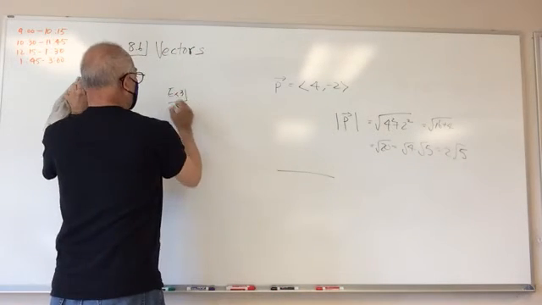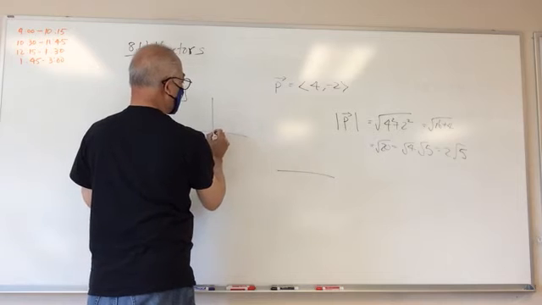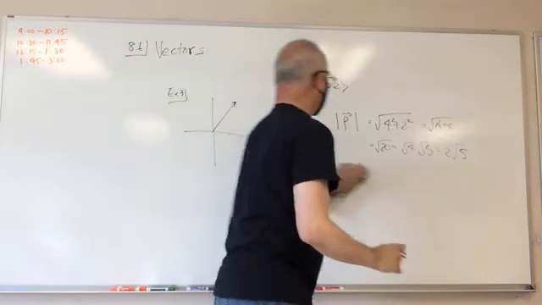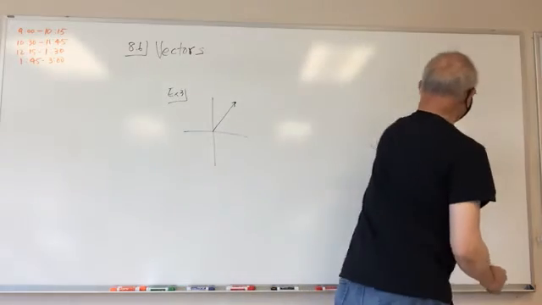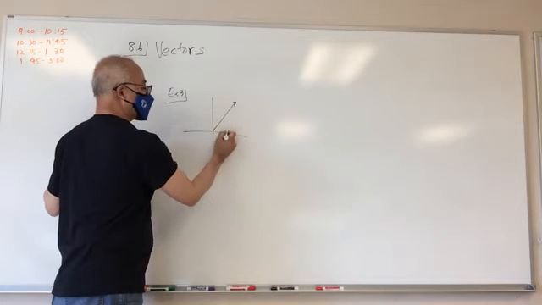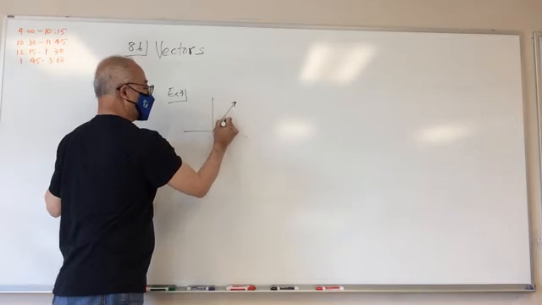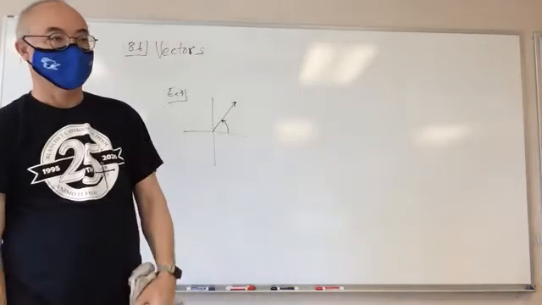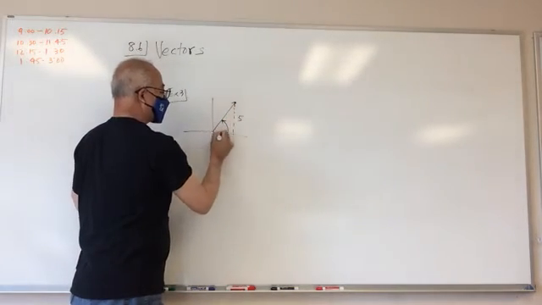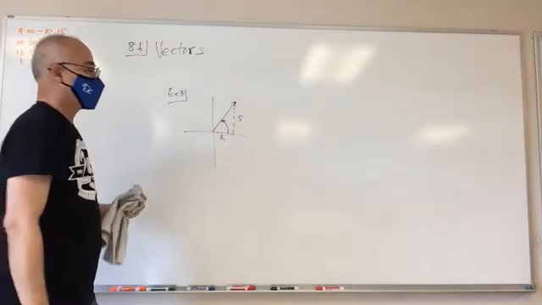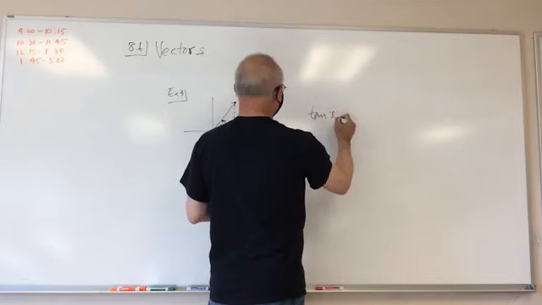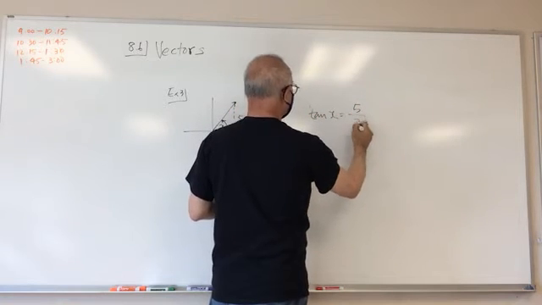Example number 3, 2, 5. So I go 2, up 5. This is the vector. If I wanted to notate where the direction is, again, I start from the positive x-axis, going counterclockwise. I'm looking for this angle right here. Okay, so what do I know here? I know that this is 5. I know that this guy here is 2. So if I call this angle x, I know that the tangent of x is going to be equal to the opposite over the adjacent.